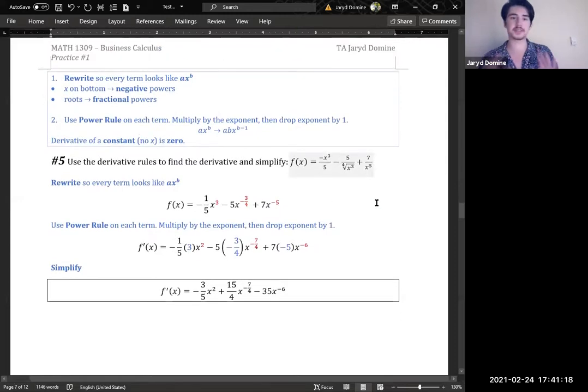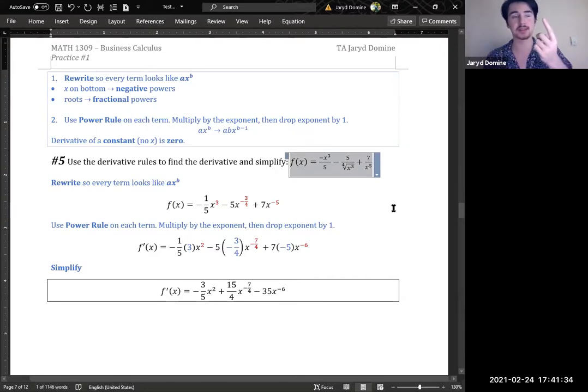All right, numbers 5, 6, and 7. These are quick. They're all the same idea. You just use the power rule. There are two main steps here. You're given a function f. Step 1 is to rewrite it so it looks nice in a specific form. Step 2 is to use the power rule on each term. So rewrite and use the power rule. That's all there is to it.